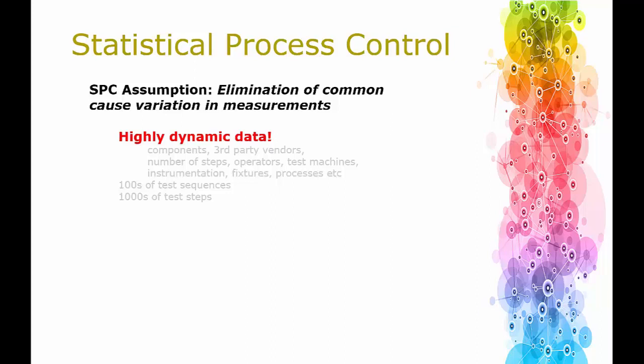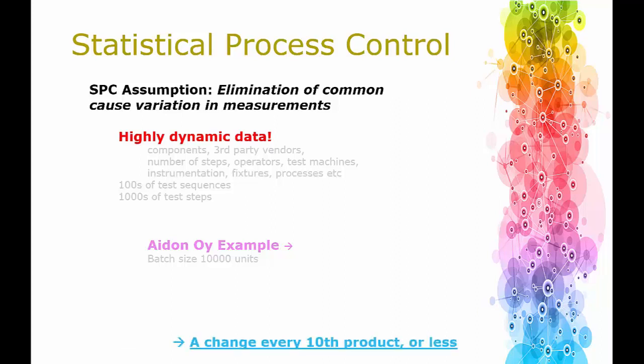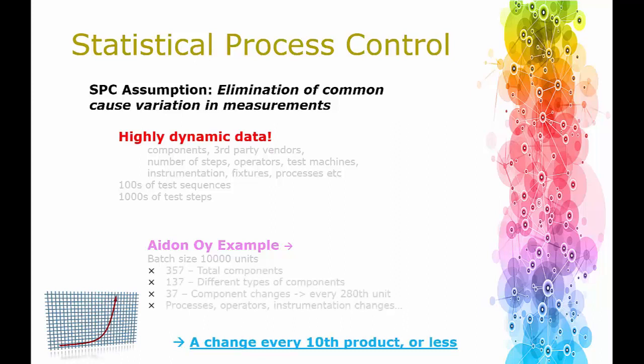An example we have from Aiden, designer and manufacturer of household smart power meters, shows that for one of their batches containing roughly 10,000 units, they have a change in their process parameters every 10th product or so. This is representative of a change in these common cause variation factors that SPC assumes are stable.